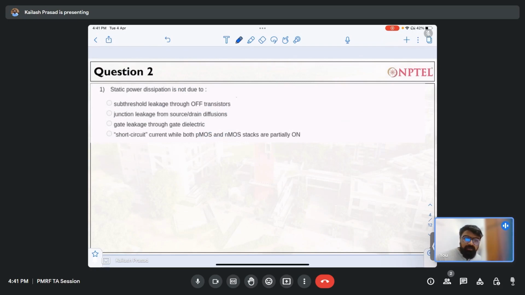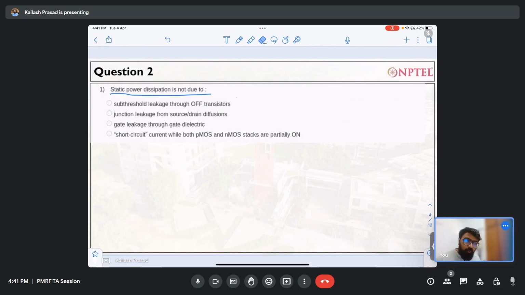Now, moving to the next question. The question states that the static power dissipation is not due to which of these. I have discussed the dynamic power in the previous question. Here, what we have to discuss is which of these reasons is not due to static power, or which of these reasons doesn't contribute to static power.